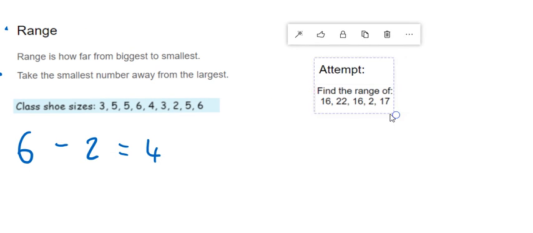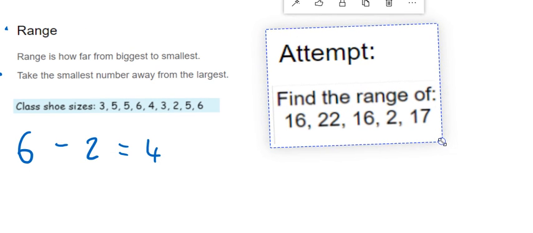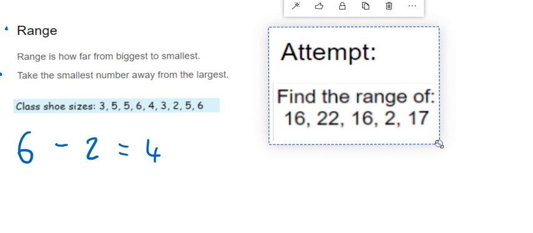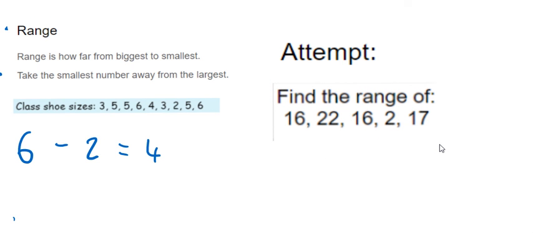If you just want to try this one really quickly, pause the video, find the biggest one, find the smallest one, and subtract them. Then I'll correct it for you. The biggest number here is 22, the smallest number is 2. So 22 minus 2 equals 20. So 20 is the range for that set of numbers.